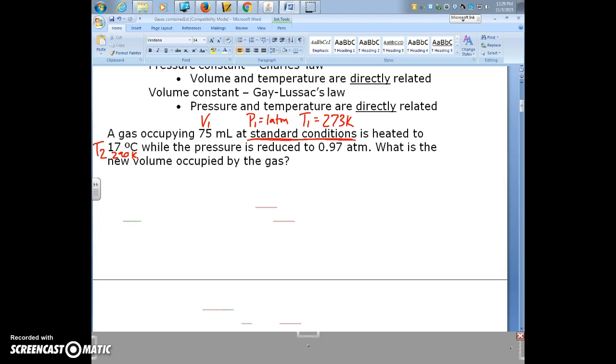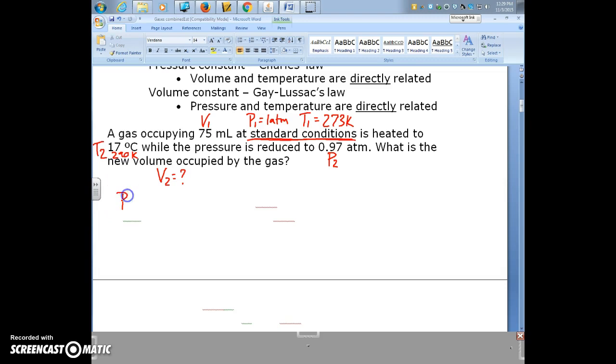While the pressure is reduced, so this is my second pressure. And what new volume is occupied by the gas? So V2 is what I'm looking for. That's half the battle right there, identifying your variables. The other part that you really need to be successful at is rearranging your equation correctly.